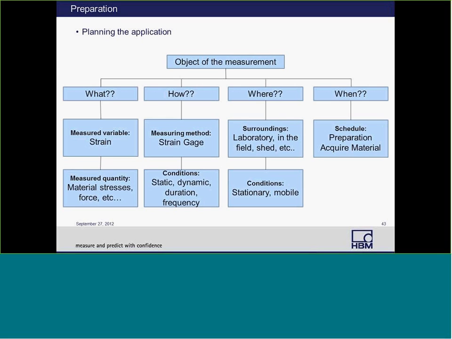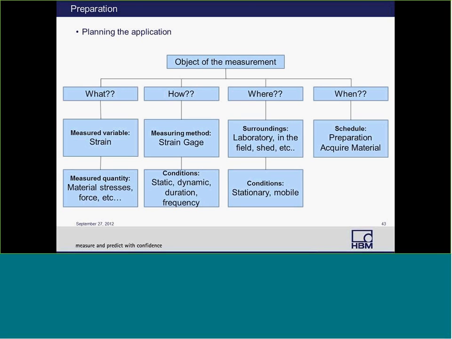So our first line of thought is, what is the object of our measurement? And how are we going to perform our test? Where are we going to be doing this? And then when are we going to be doing it? So what we want to measure is strain. And once we've figured that we want to measure strain, we go through and say, what is the quantity we want to measure? Material stresses, forces, loads, etc.